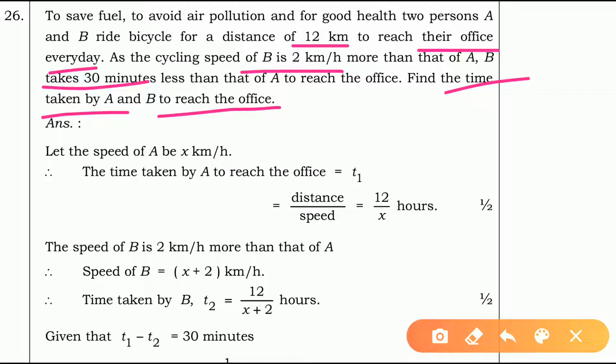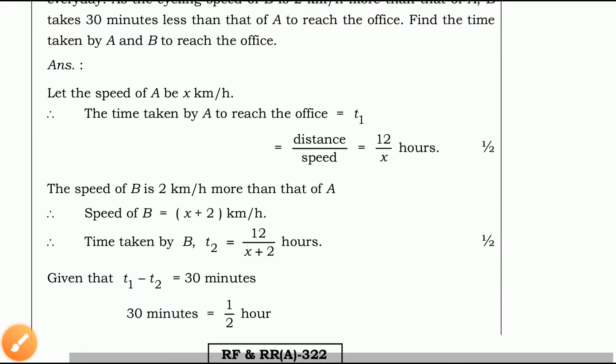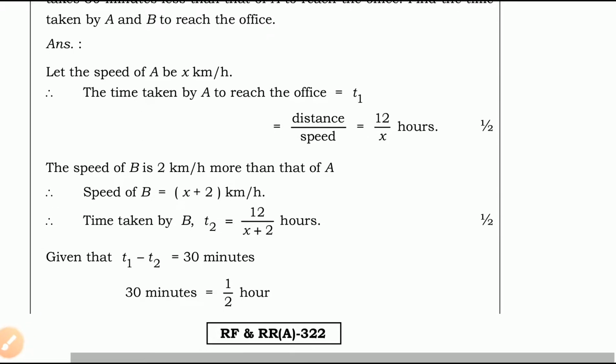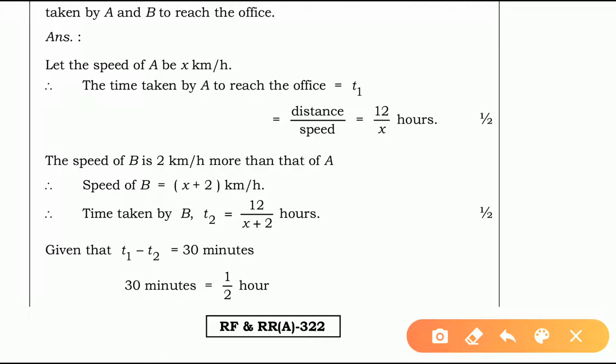Here our aim is to find the time taken by A and B to reach the office. Solution: we don't know the speed of A, because of this we consider it as x kilometer per hour. Here we know the formula: time is equal to distance by speed. Here the time taken by A to reach the office is t1.